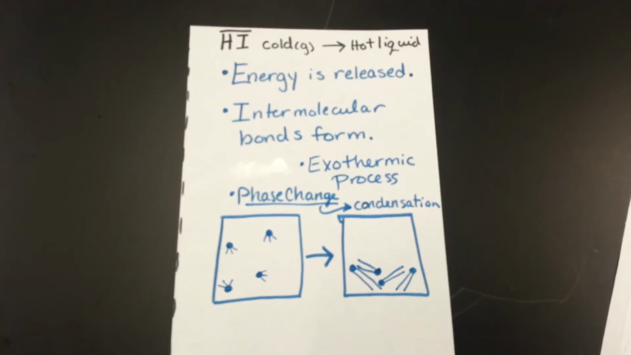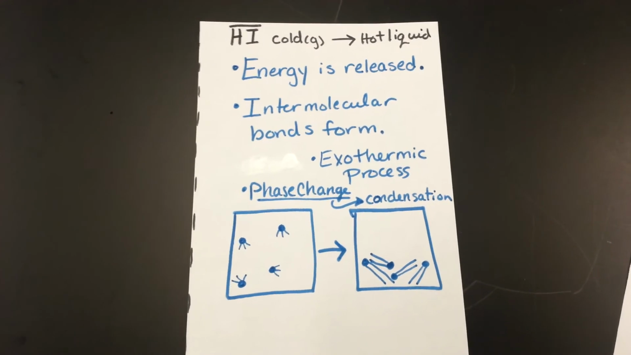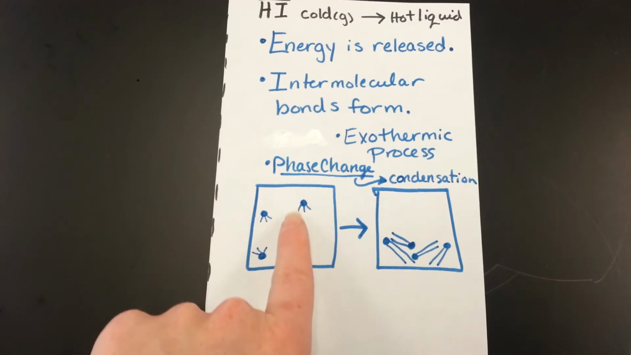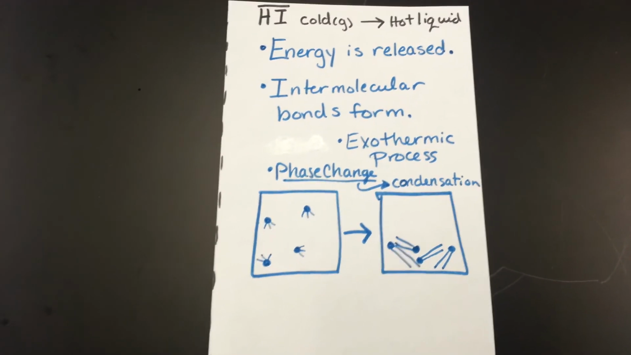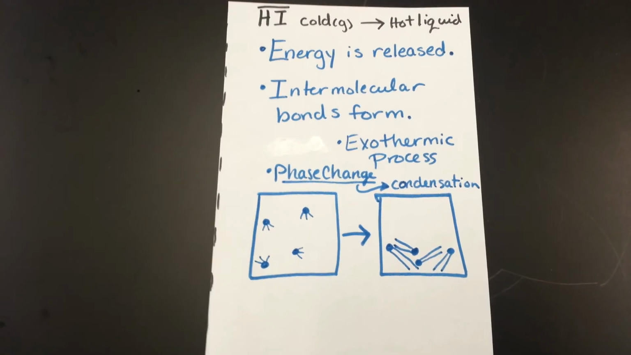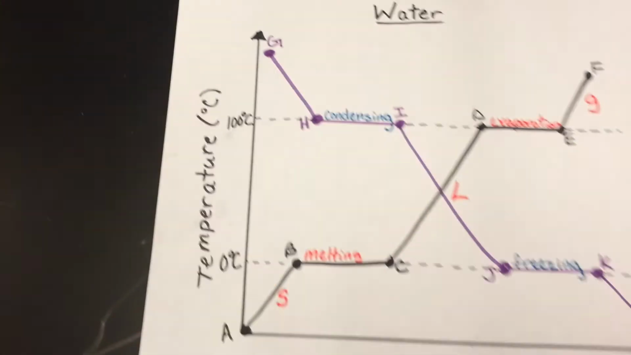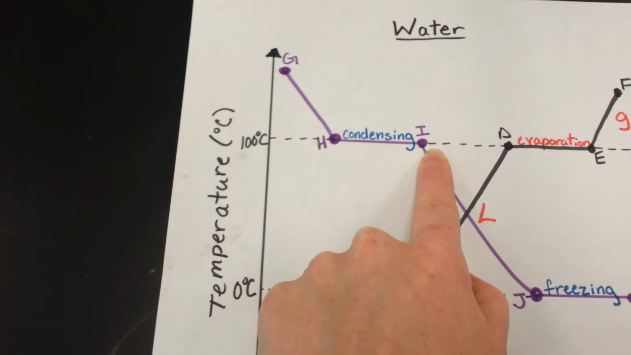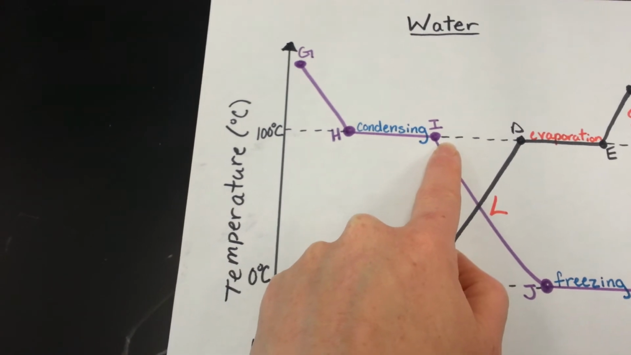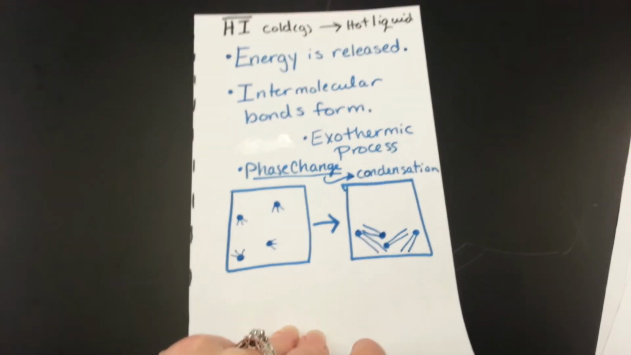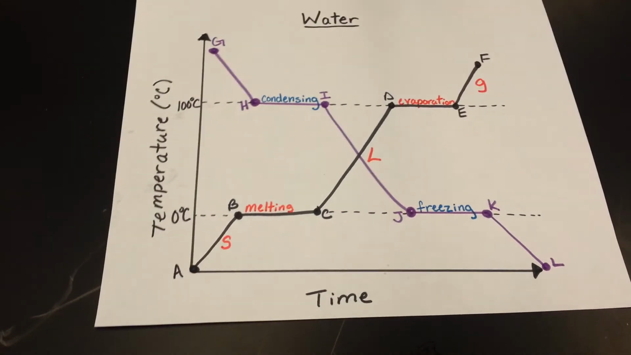So once we start getting cold enough, energy still is being released. But once the particles get close enough together, they get closer and closer, they get more dense, and they undergo condensation. And then they go from being a cold gas to a hot liquid. Though, if you look on your graph, your temperature is still at 100 degrees. That's why we're using these relative terms. So H would be relatively colder than a gas way up at G. Still exothermic.